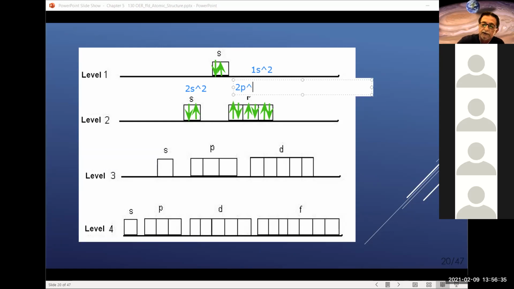Can somebody tell me, based on the trend we've been doing, which element we're talking about here that has this electron configuration? To help you out, how many total electrons do you see here? How many arrows do you see total? 10? 6? 10. Yeah. Which element is it? Is it neon? Neon, exactly.